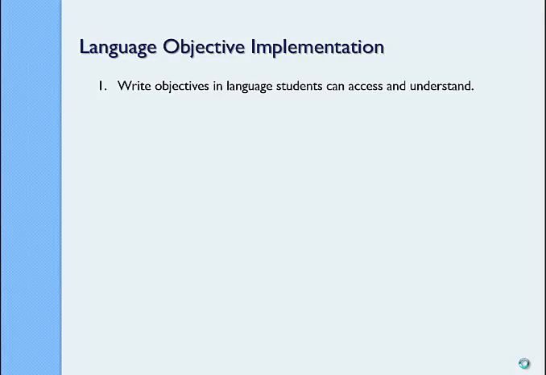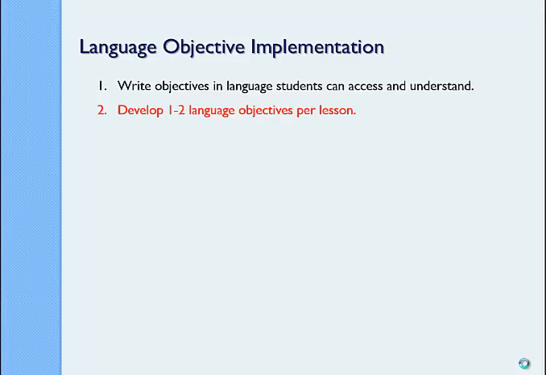So first of all, make sure that you write the objectives in language that students can access and understand. This needs to be information for the students. So think about their ability with language and write the objective accordingly. If they don't understand the objective, they're not going to be able to achieve it.